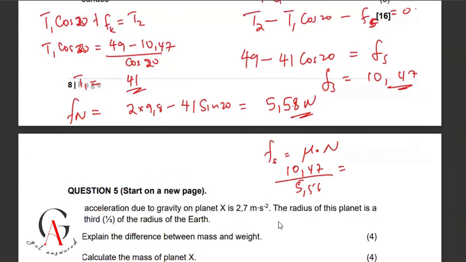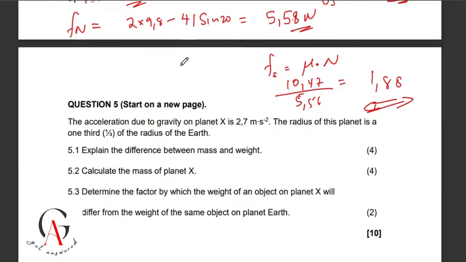It should make sense. So 10.47 with the calculator divided by 5.58, I end up with 1.876, which is 1.88. Okay, so since it is static friction, it's allowed for the value to be greater than 1.